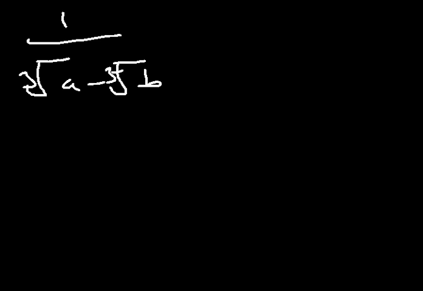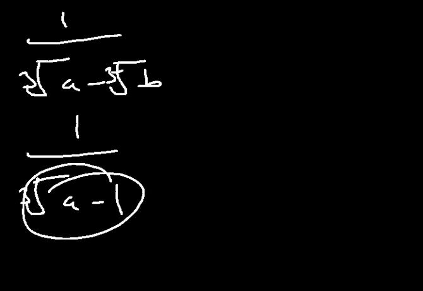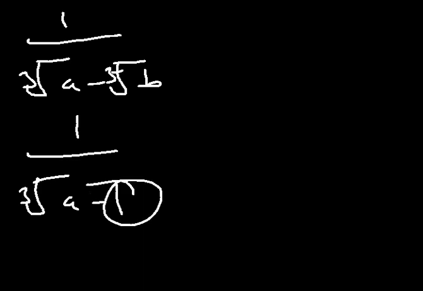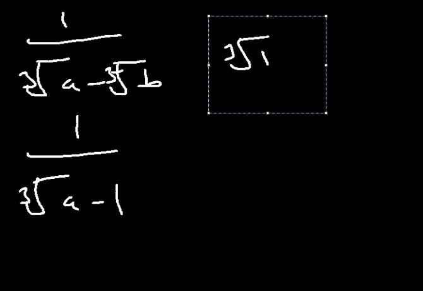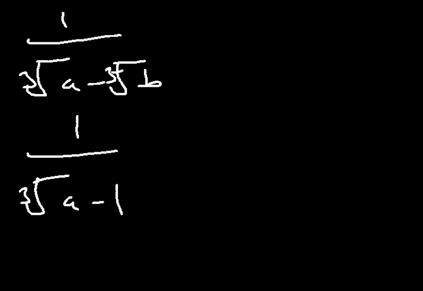Also try this as well. Let's say we have 1 over the cube root of a minus 1. What is the conjugate of this one? You should understand that 1 is the same as the cube root of 1. So try to rationalize that at your own time.